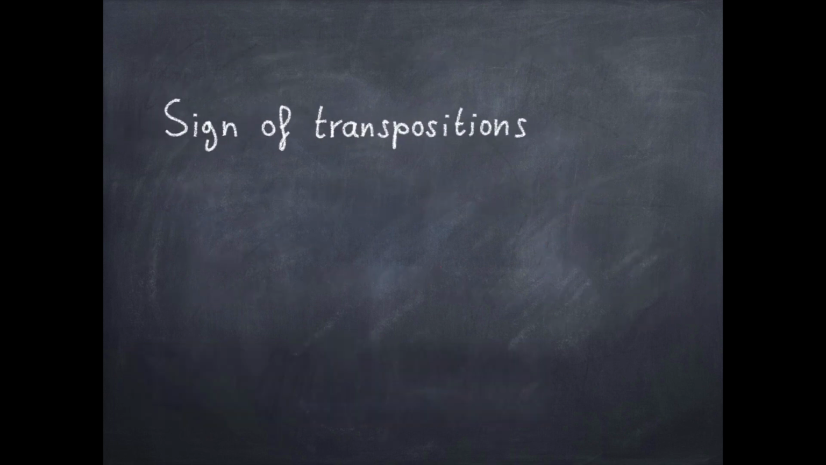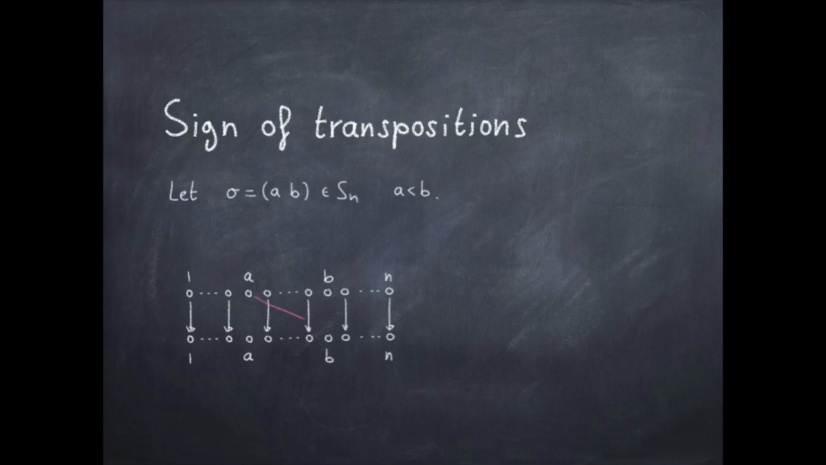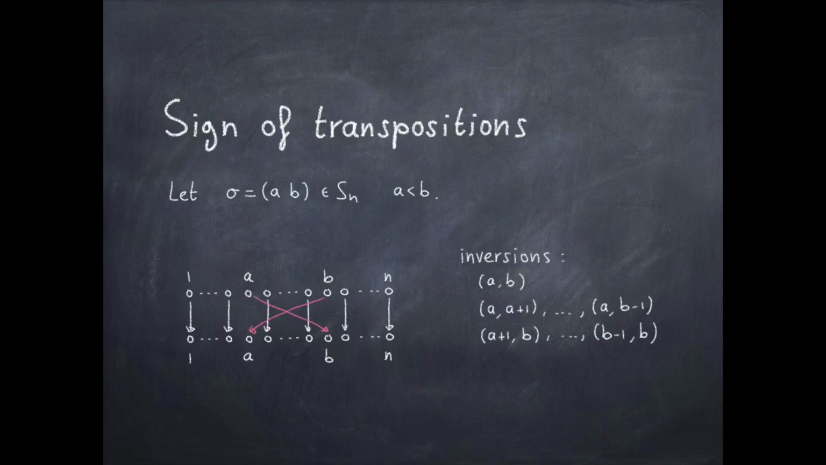Let's start by computing the sign of the simplest type of permutations, namely transpositions. Let's consider a transposition sigma in Sn that transposes the elements A and B, with A smaller than B, and let's count the number of inversions. Of course, the pair AB itself is an inversion, but it's not the only one. For every element between A and B, there are two additional inversions. We conclude that a transposition is an odd permutation and its sign is equal to minus 1.